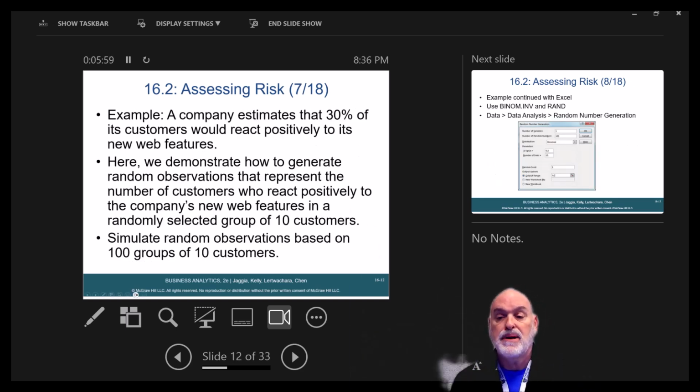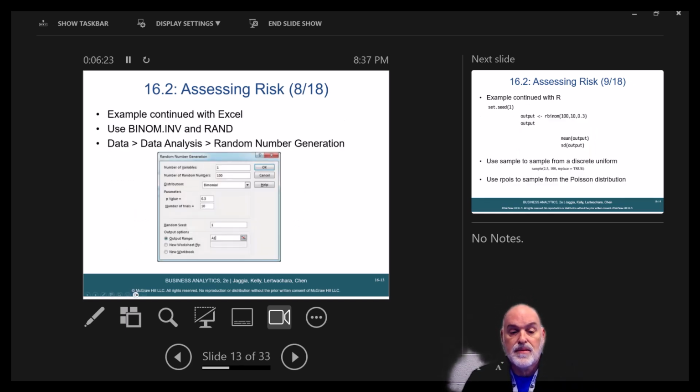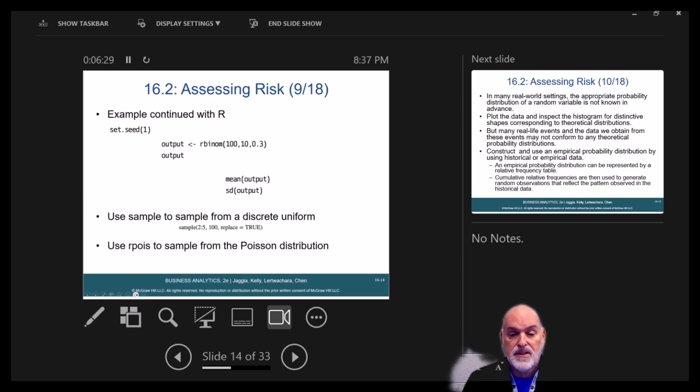Example: a company estimates that 30% of its customers would react positively to its new web features. Here, we demonstrate how to generate random observations that represent the number of customers who react positively to the company's new web features in a randomly selected group of 10 customers. Simulate random observations based on 100 groups of 10 customers. So this is an example, continued with Excel, and we'll do it this way. This is with R.